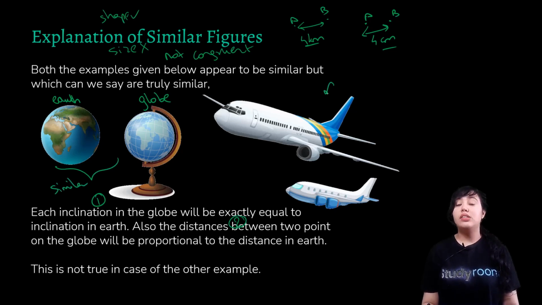Then here we have a real aeroplane and here we have a toy aeroplane. So here we can't really comment. So first of all, they cannot be congruent because the shape is same but the sizes are different.